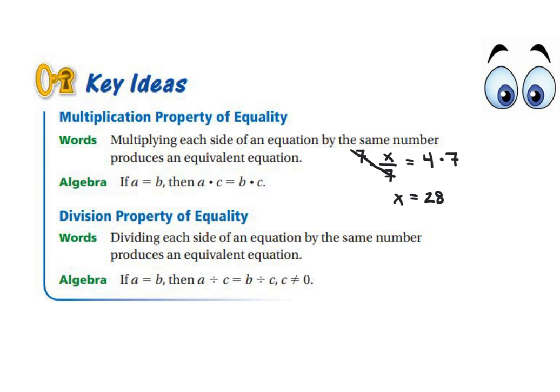The division property of equality states dividing each side of an equation by the same number produces an equivalent equation. So if you have 4x equals 20, 4x means 4 times x, so if we divide by 4 on both sides, on the left side, 4 divided by 4 is 1, or just 1x, and on the right side, 20 divided by 4 is 5.